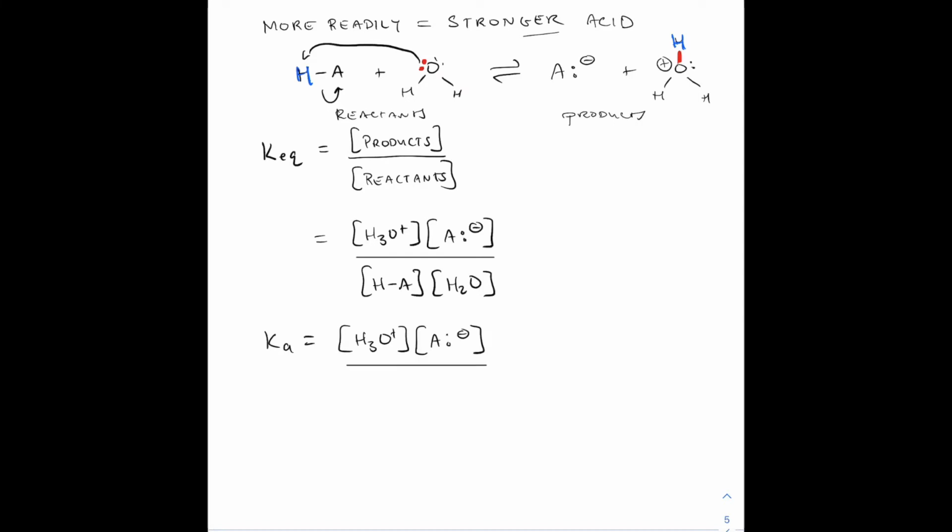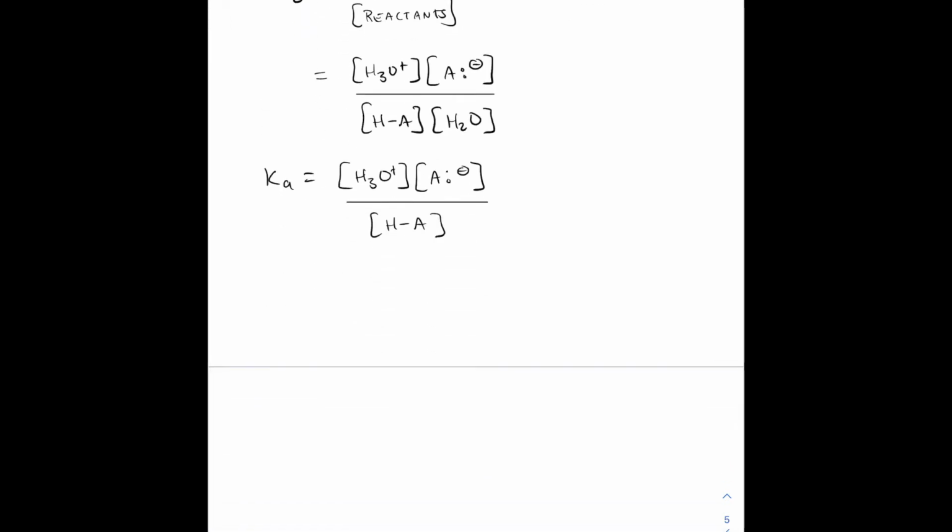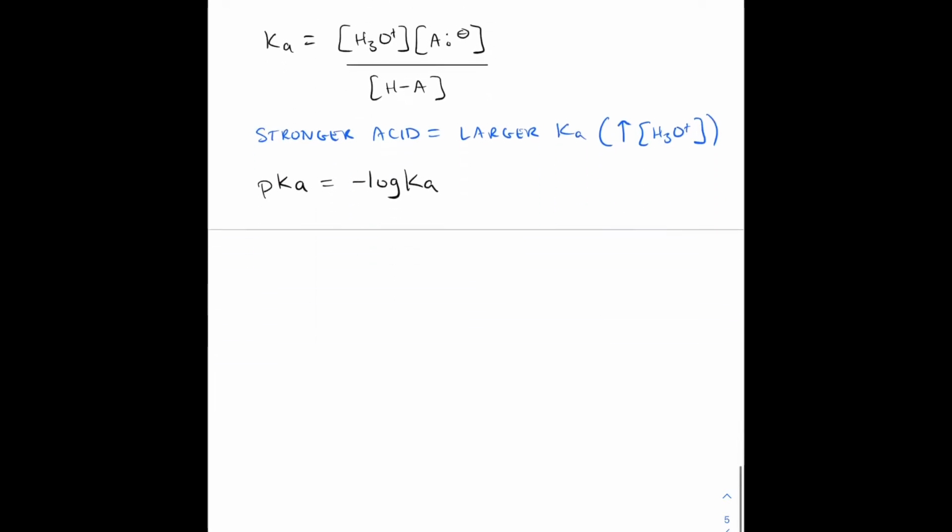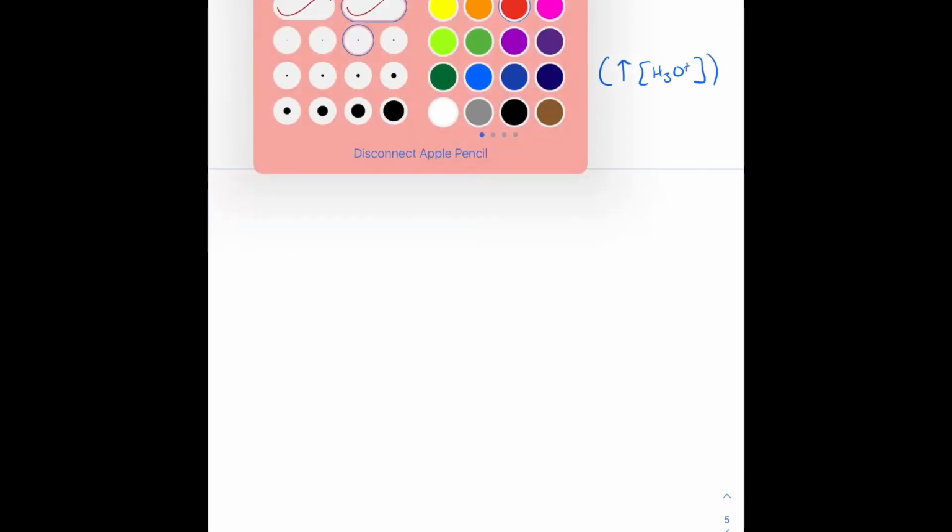But we can simplify this, and it's now called Ka, which is equal to the concentration of H3O plus times A minus over the concentration of HA. So we basically omit water because it's there in abundance, and Ka is actually a good indicator of the strength of an acid. The stronger the acid, the larger the Ka. That's because that acid gave up a proton to water and formed more H3O plus.